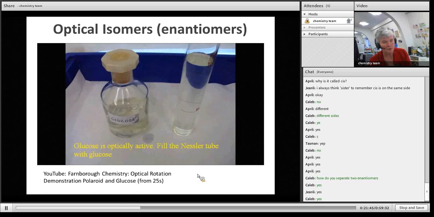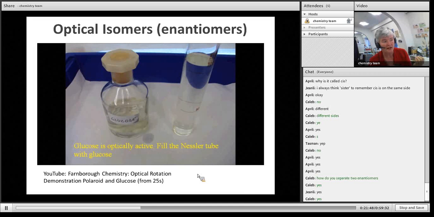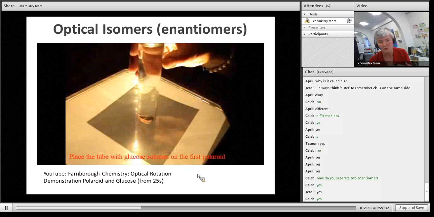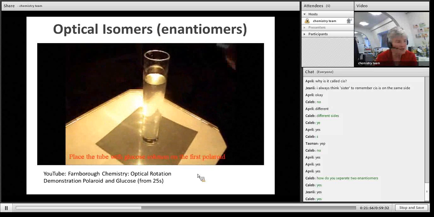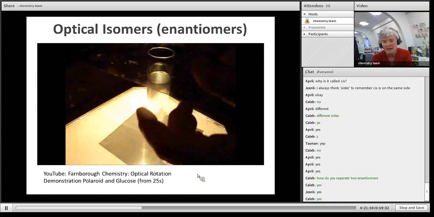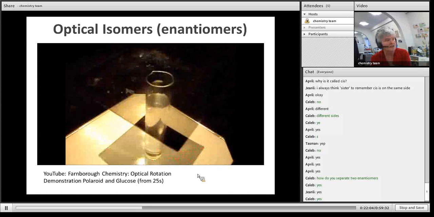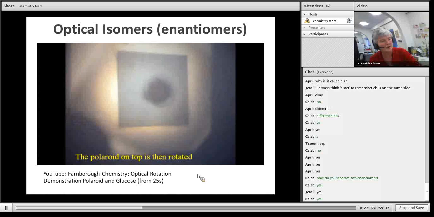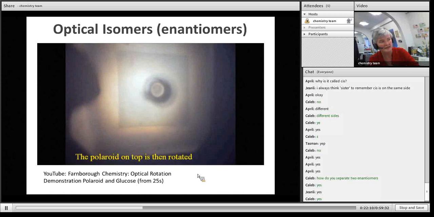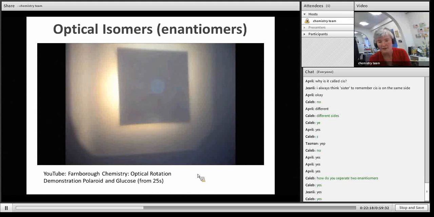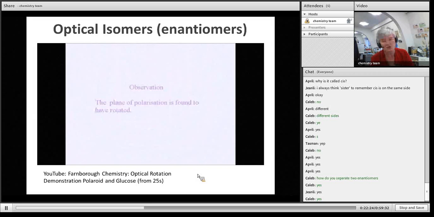A lot of natural compounds are optical isomers, and glucose is one of them. You only get the one sort being produced. Lactic acid is another example. Can you see, this is the way the analyzer works. They see where the light comes through, and it would be in a different position to what it was before they put the glucose in there. The more concentrated the glucose solution, or the longer that tube, the more it would change.